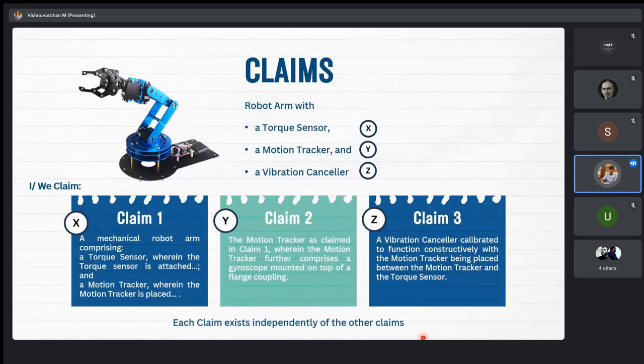What I want to tell you is there are two types of claims: independent claims and dependent claims. There's no need for you guys to clearly understand what these mean. Basically an independent claim is a claim which is completely fresh, a new claim. Suppose I write claim one for the torque sensor. I write a torque sensor composed of this, and I explain the features.